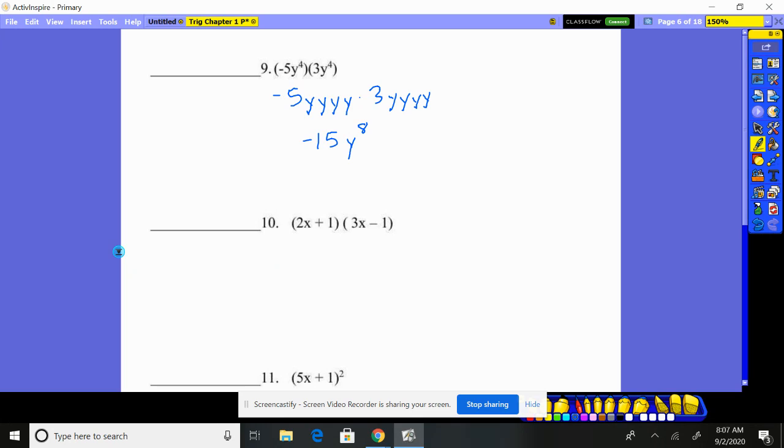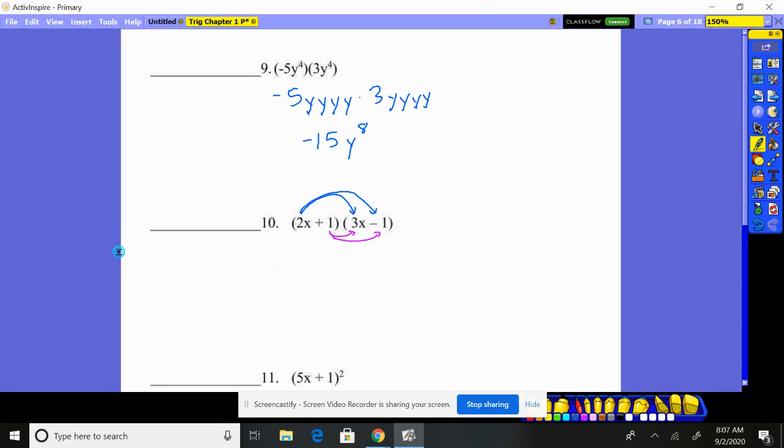Number 10, it has a binomial, meaning there's 2 pieces. There's a piece here and here inside parentheses times a piece here and here. Okay, so it's a binomial times another binomial. So what I'm going to do is I'm going to distribute the 2x through to each piece, and then I'm going to come in here and distribute the 1 through to each piece. Some teachers call it FOIL.